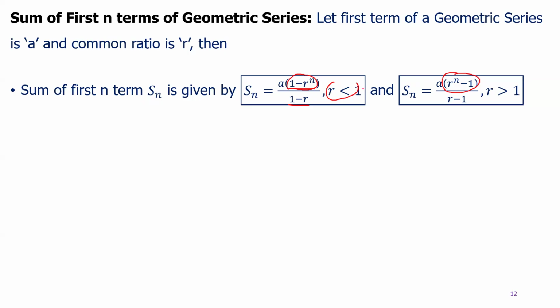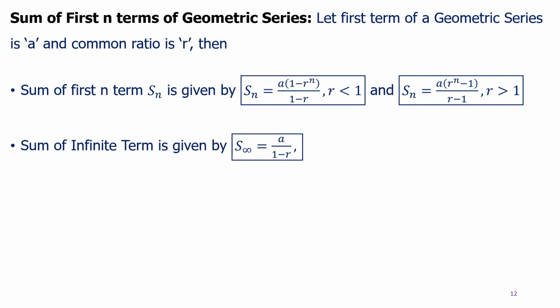We can apply this formula when we are able to get the value of R. Now, the sum of infinite terms: the first formula is for the first n terms. But if we are given an infinite number of terms in the geometric series, then this formula is converted to A upon 1 minus R.